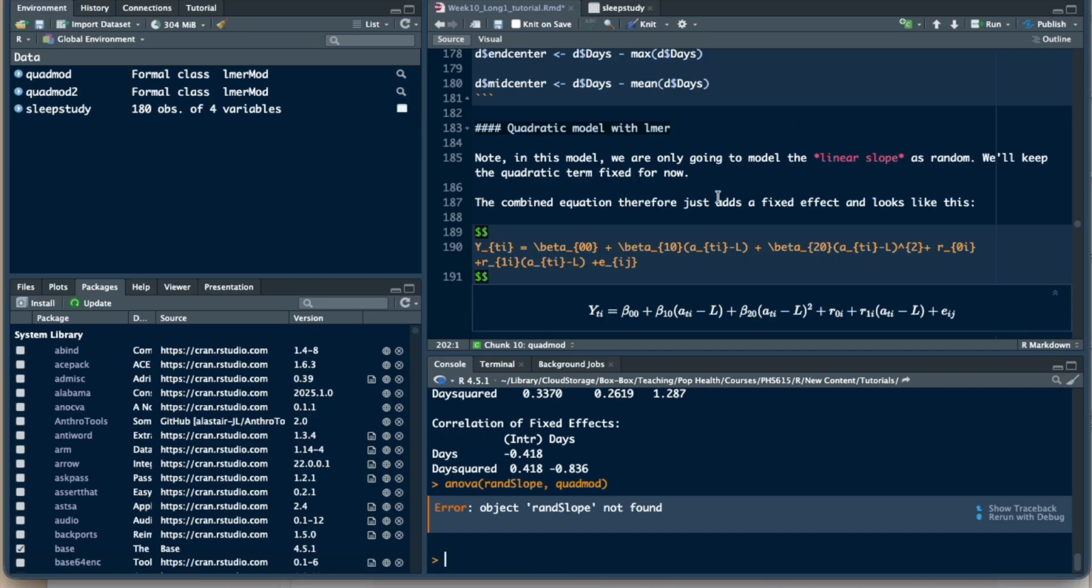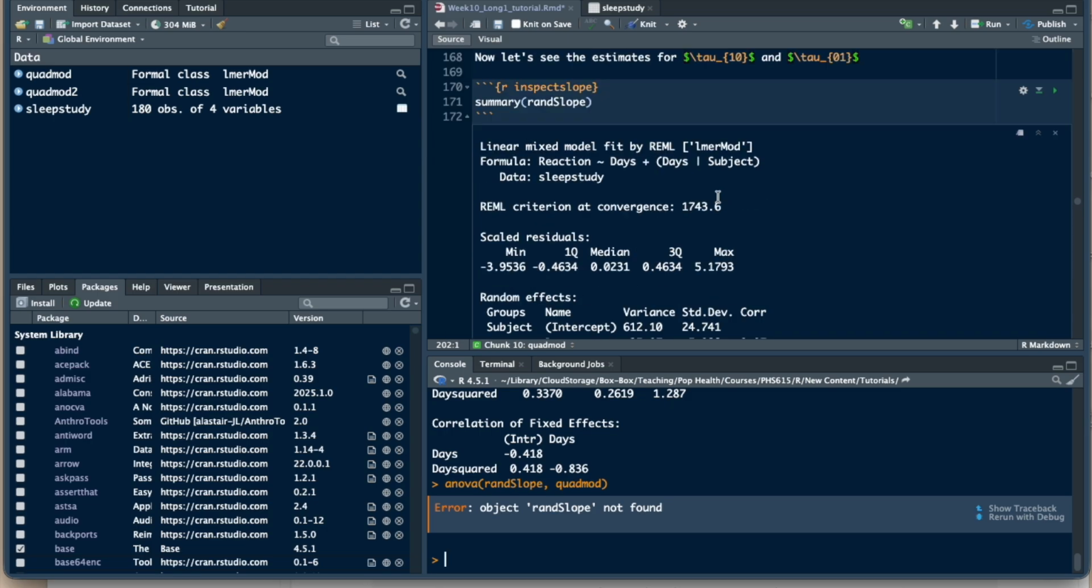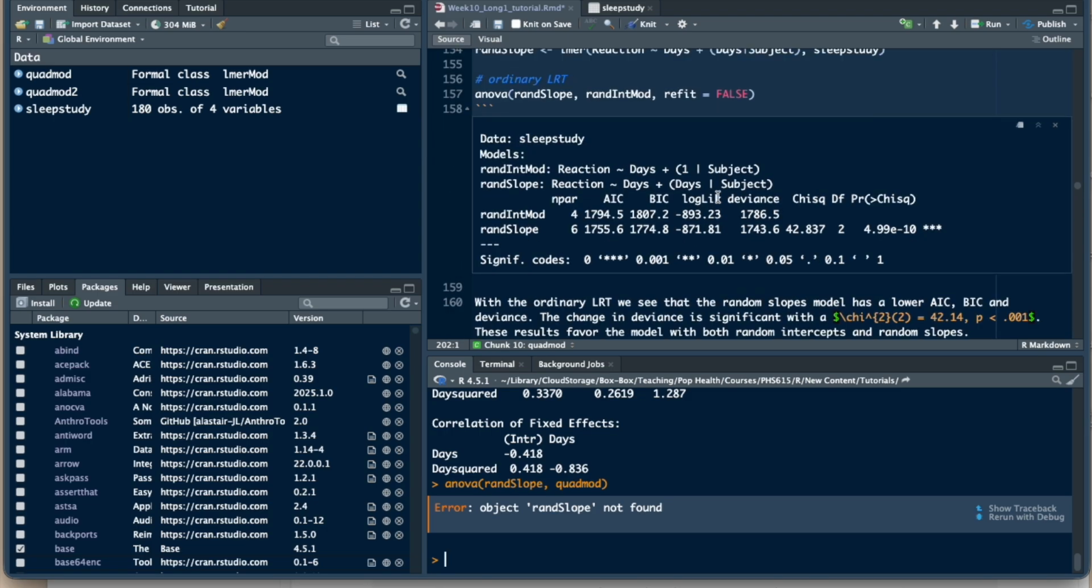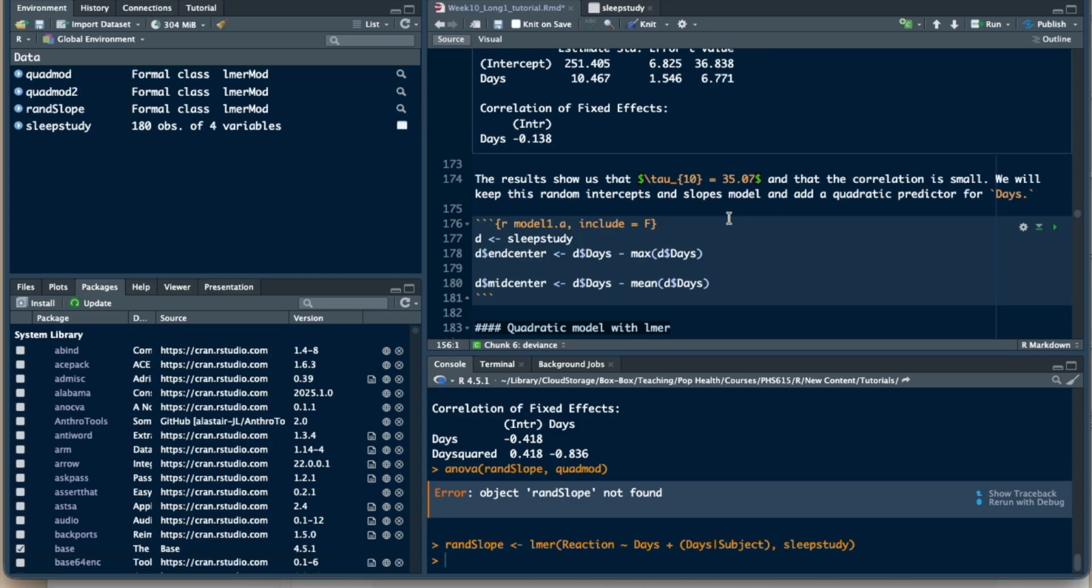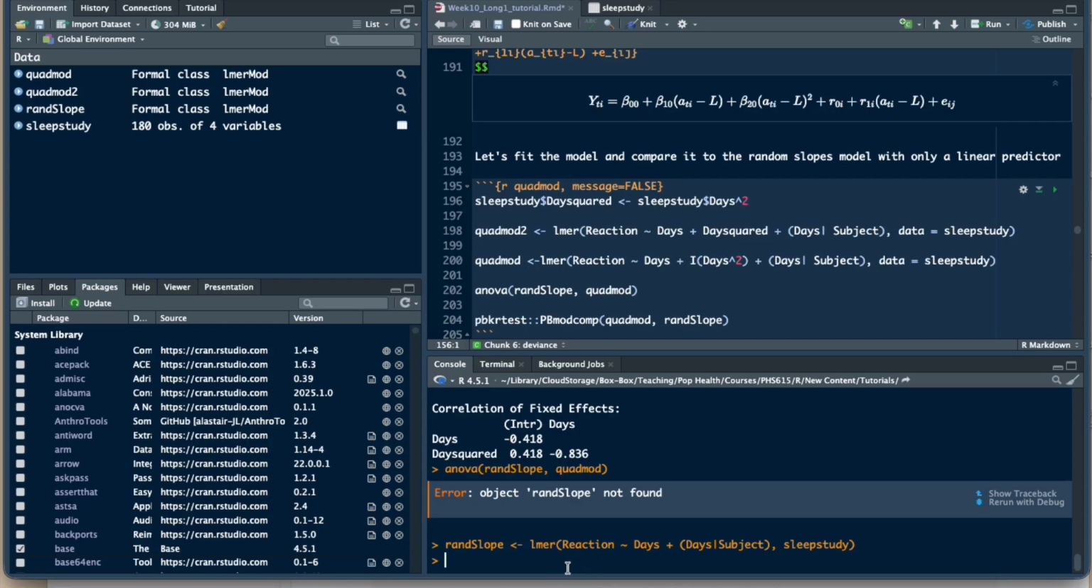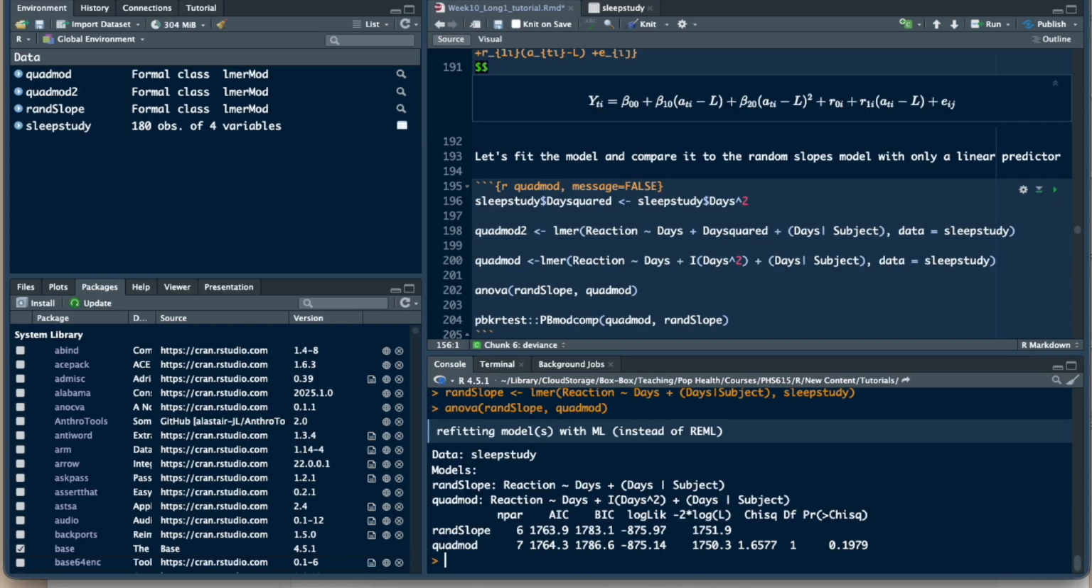Oops, I didn't fit that model, so I should do that. There we go. So this is what's called anti-conservative. It's sort of liberal. So this kind of goes in the opposite direction.